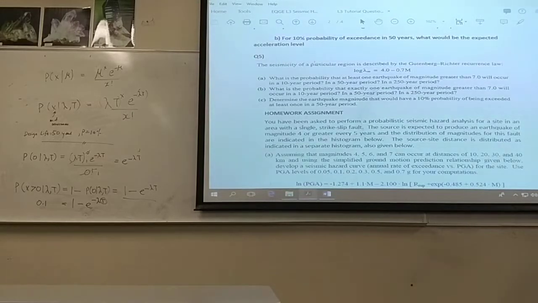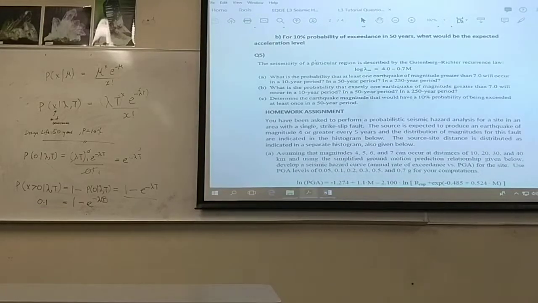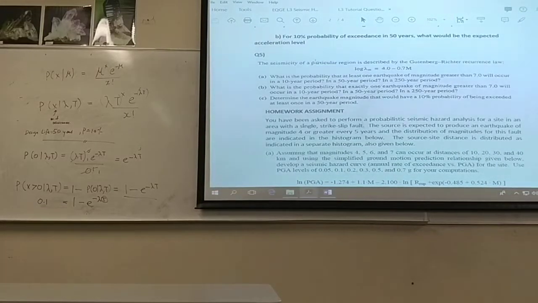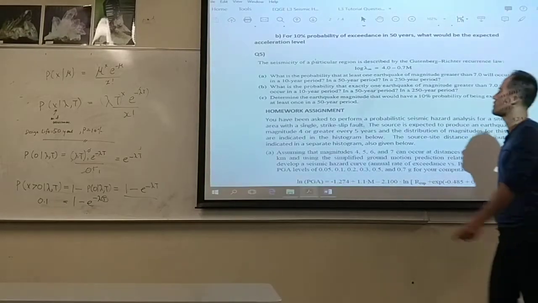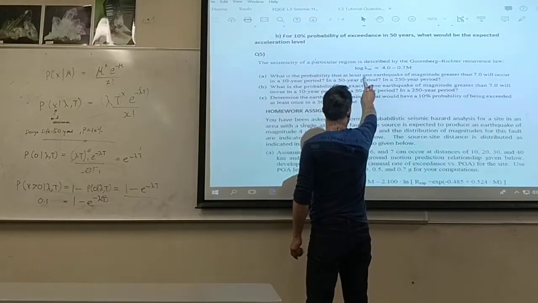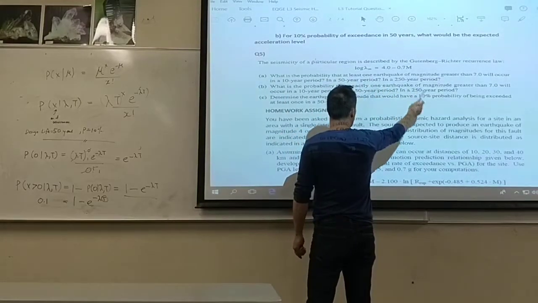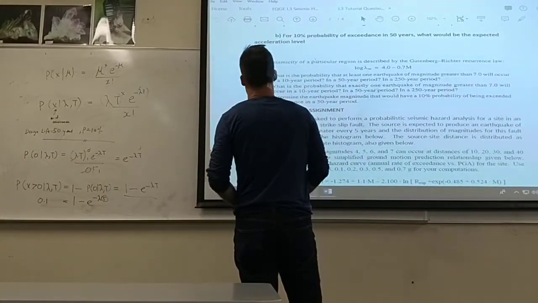So now we can answer these questions in relation to the probability of an event occurring with a certain magnitude. We can work out the annual exceedance probability, and answer other questions. So let's have a look at the type of questions. What is the probability that at least one earthquake of magnitude greater than 7 will occur in a 10-year period?